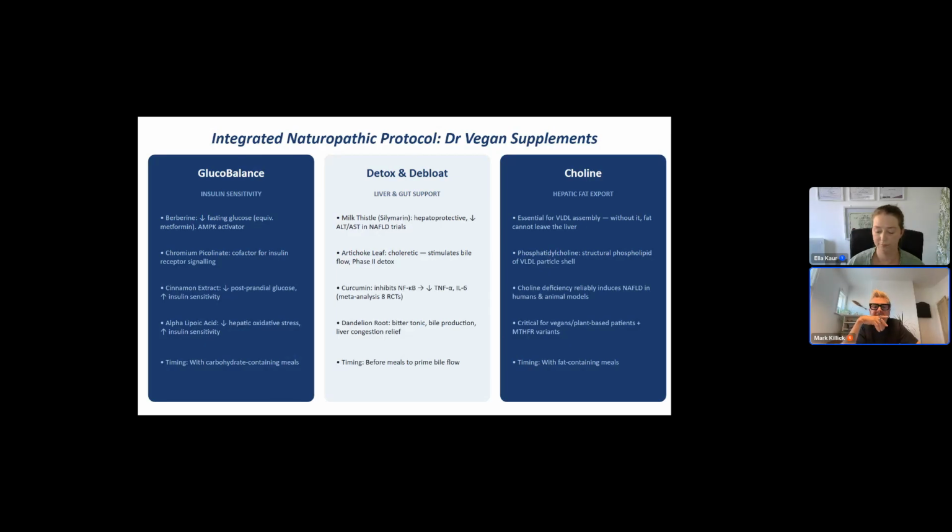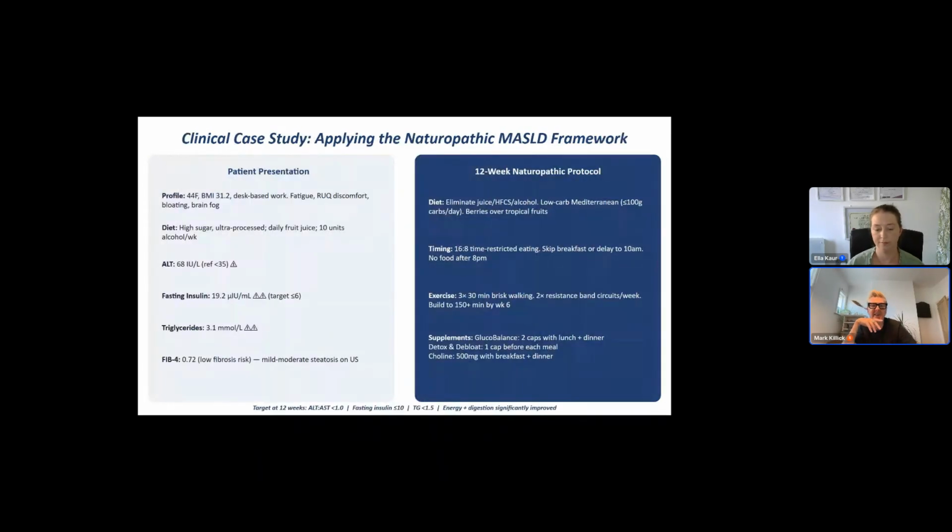Next slide, actually. So this is where I'm just going to shove this case study in. This was a 44-year-old female, BMI of 31.2. She had desk-based work, and she was presenting with fatigue, and also she had dull right upper quadrant discomfort. So that's classic fatty liver.